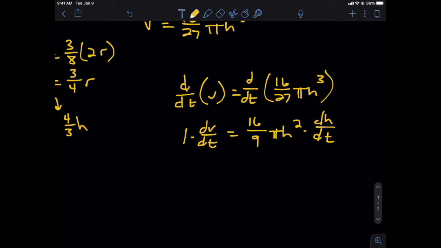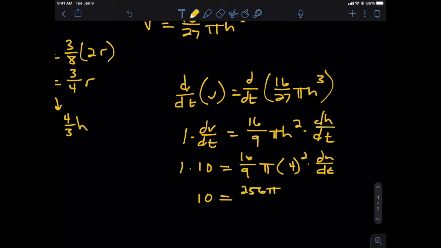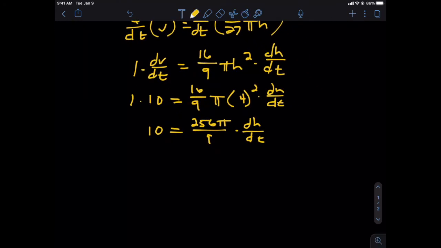You'll note here that I'm circling the dV over dt and the h. That's because I have things to plug in for those, and so I will do just that. dV over dt was 10, h was equal to, in this case, 4, and then I have my dh over dt, which is the unknown for which I'm trying to solve. 1 times 10 is 10, and then 16/9 times pi times 4 squared altogether is going to give me 256 pi over 9. I'm going to write this as a singular fraction because it's going to make solving for dh over dt easier. All I have to do is multiply both sides by the reciprocal.